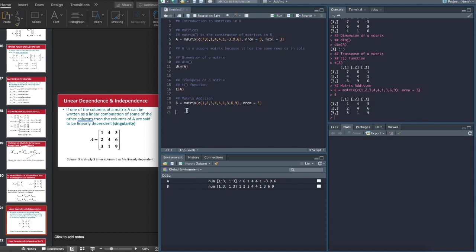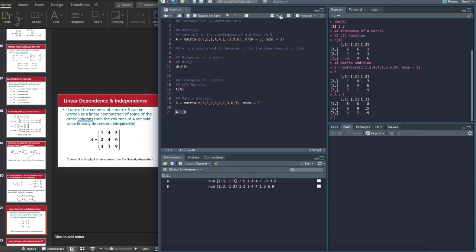So in order for me to add A plus B, that is enough to do the matrix addition. And you can see that it is added element by element. Okay, so that is matrix addition.